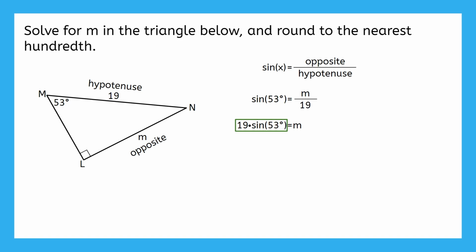Pause the video now to enter this into your calculator and get an answer for M. Your calculator should have given you back this number for 19 times the sine of 53 degrees. Remember that even though your calculator has run out of room, this decimal still goes on and on from here. Is this our final answer for M, though?